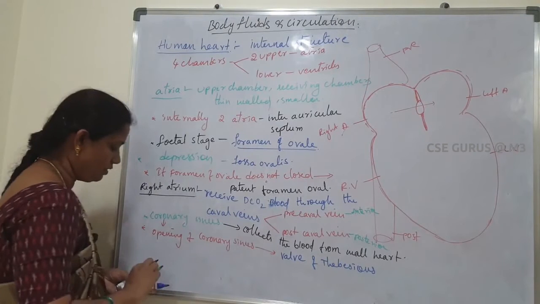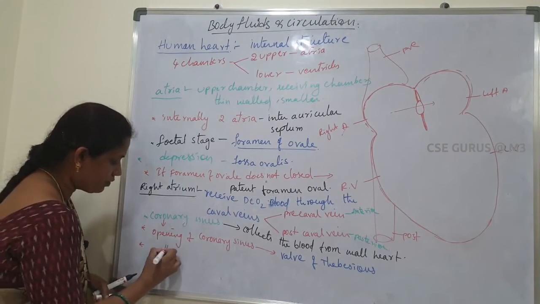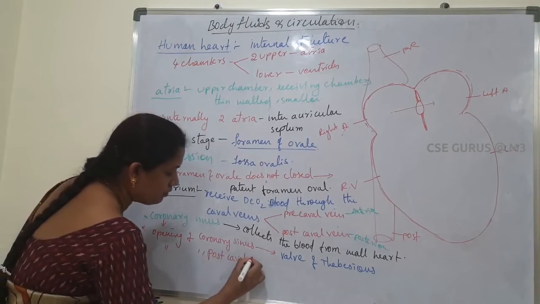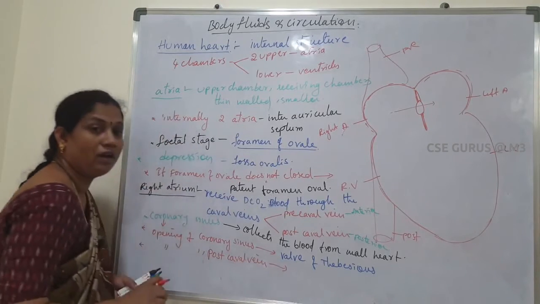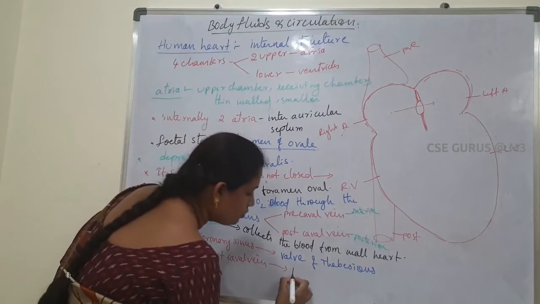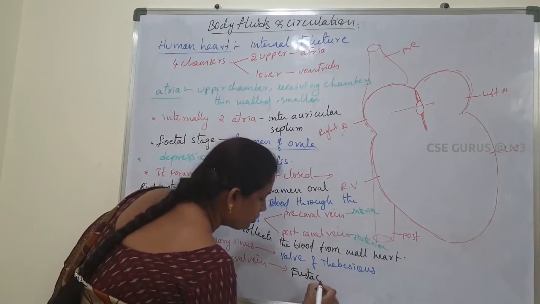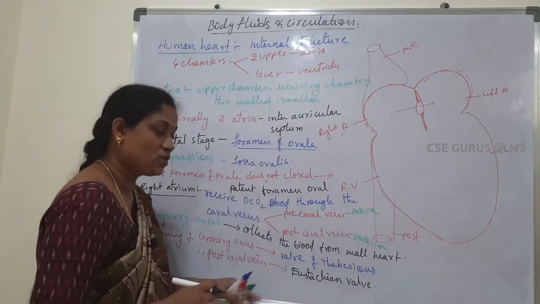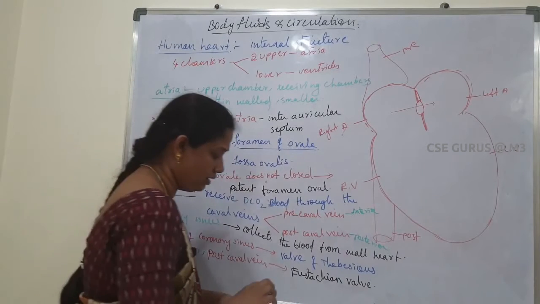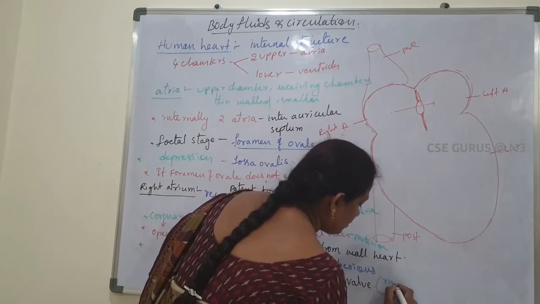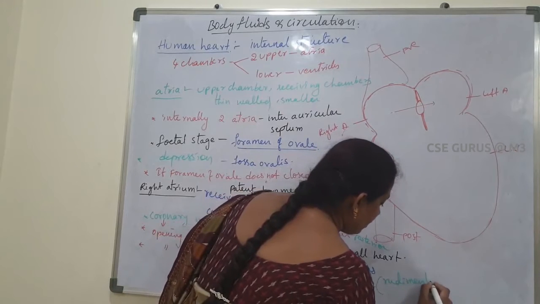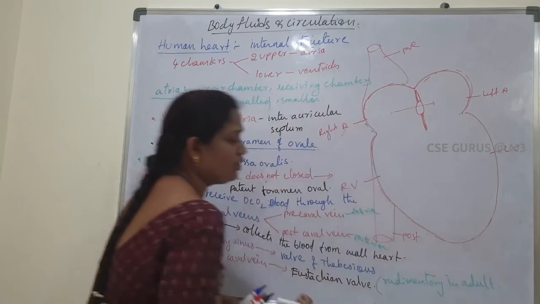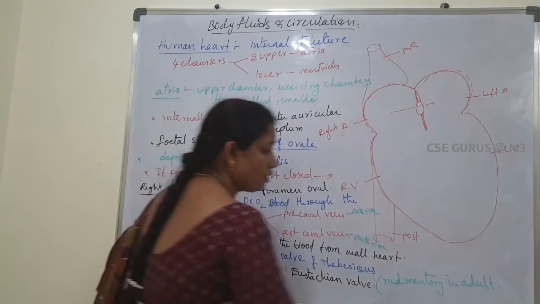Next, the opening of the postcaval vein is also guarded by a valve. That valve is called Eustachian valve. Actually this valve is rudimentary in adult. It's completely rudimentary in adult, which means it does not work in adult.